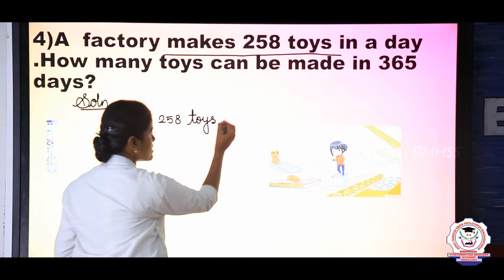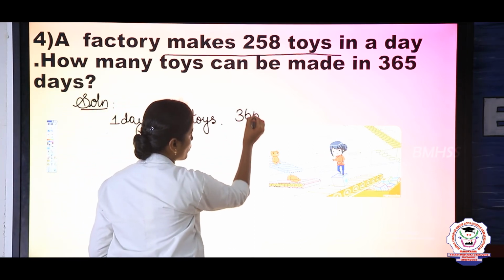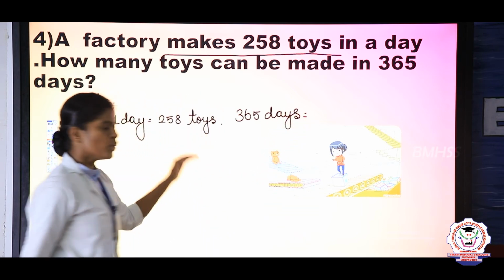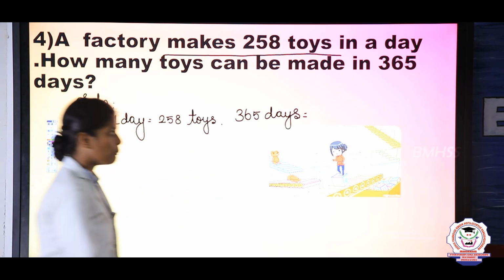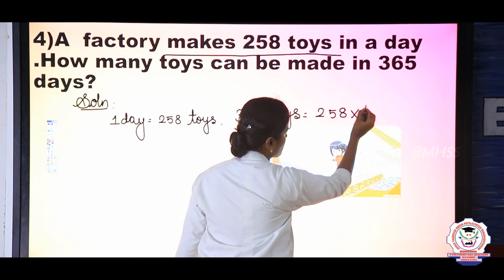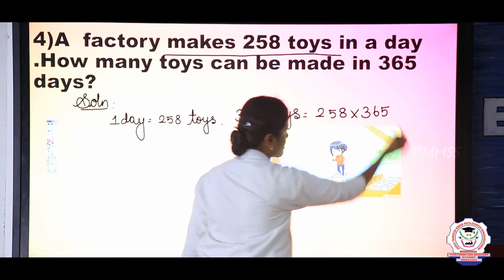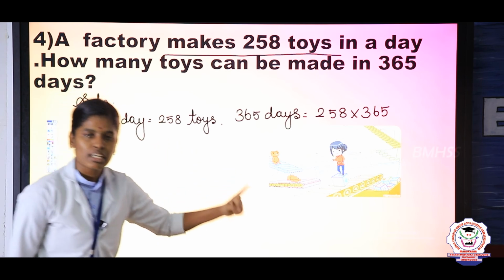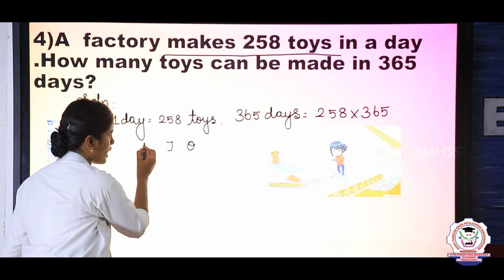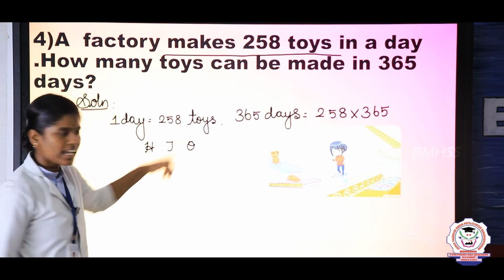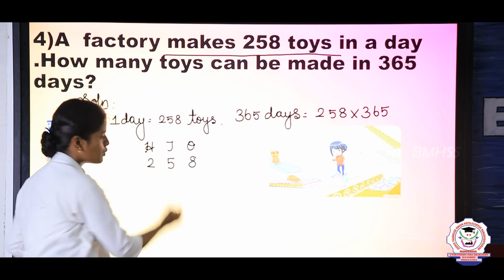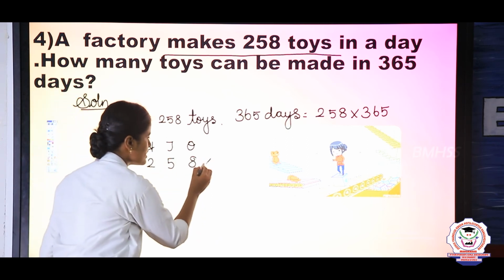Take 365 days equal to 258 multiplied by 365. Okay, so now the first step is place values. Write the place values: ones, tens, hundreds. The first number is 8 and the second number is 5 and the third number is 2, and multiply by 365.